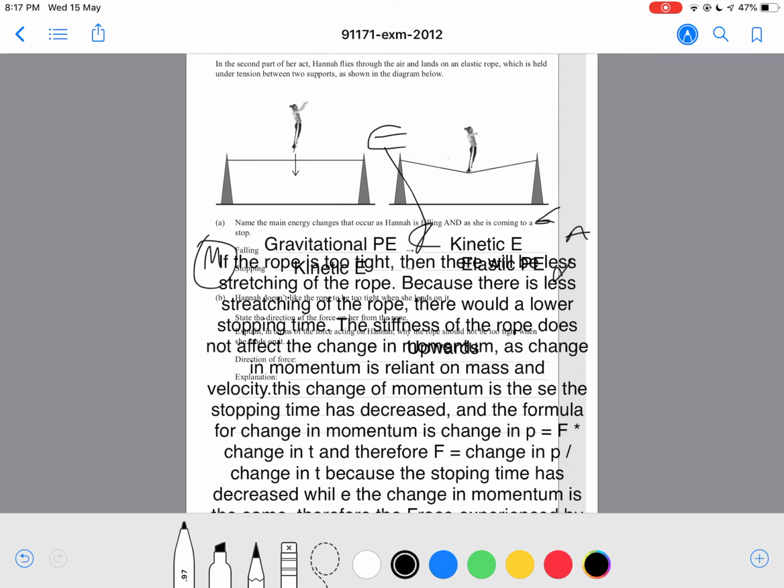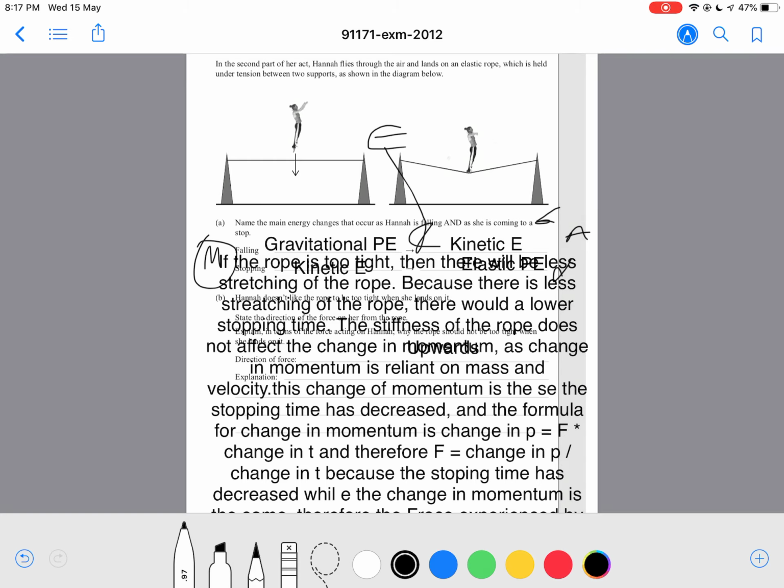So for excellence grade, you're going to be mentioning the rope is too tight, and this decreases her stopping time. And you're going to mention the formula, change in p equals force multiplied by change in time. You're going to mention that a shorter stopping time will increase the size of the upward force acting on her. And you're going to mention how the stiffness of the rope does not affect the change in momentum. So therefore, the change in momentum is the same. Okay, so you've got to mention these 4 points in order to get the excellence grade.